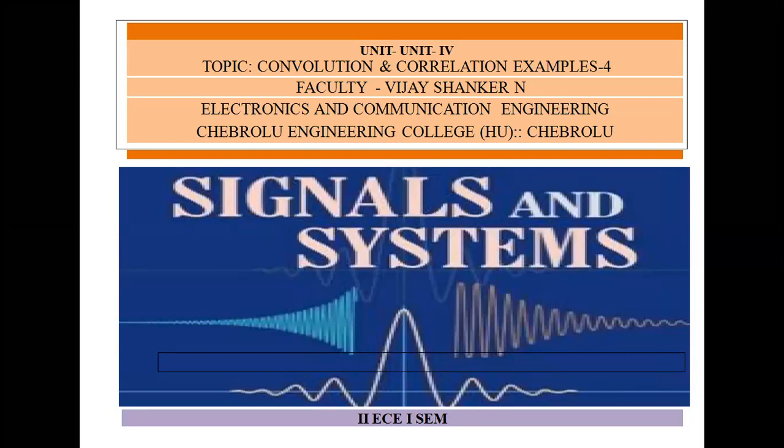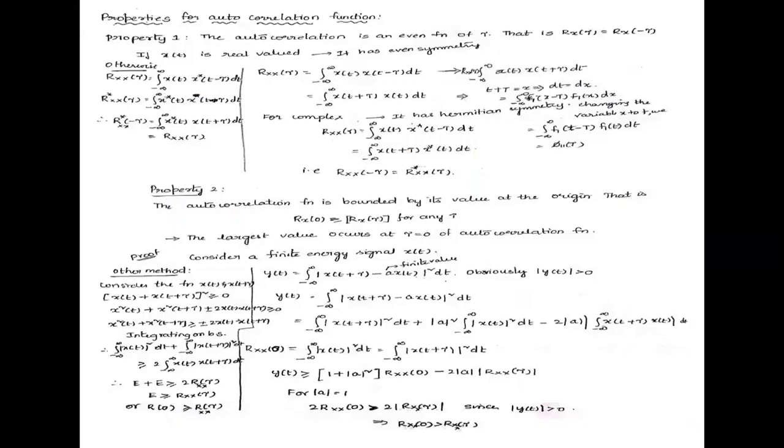Today, we are going to discuss some more examples in convolution and correlation with some properties. These we already discussed in the previous classes. What are the properties of the autocorrelation function and cross-correlation functions? The first property: autocorrelation is an even function of tau.